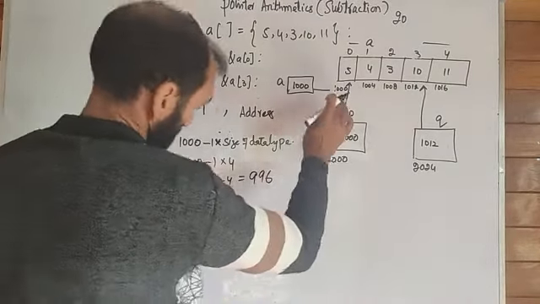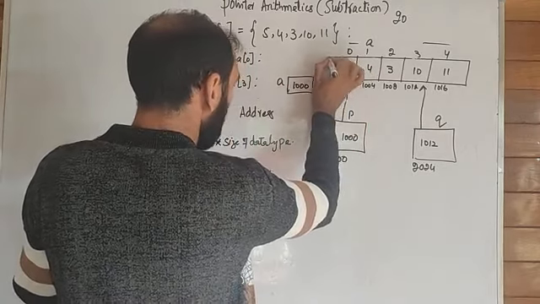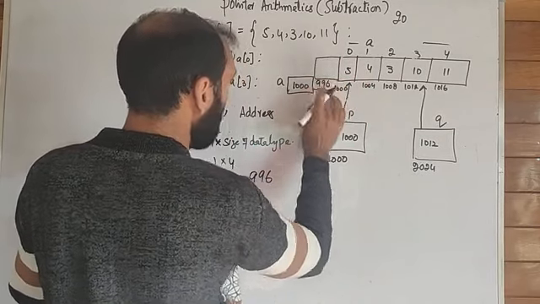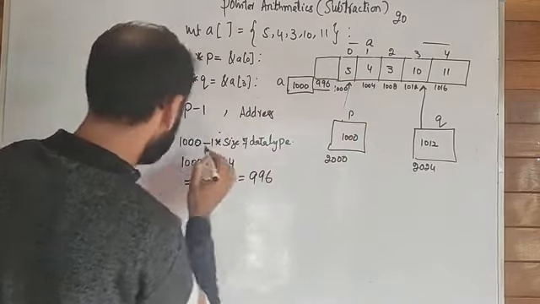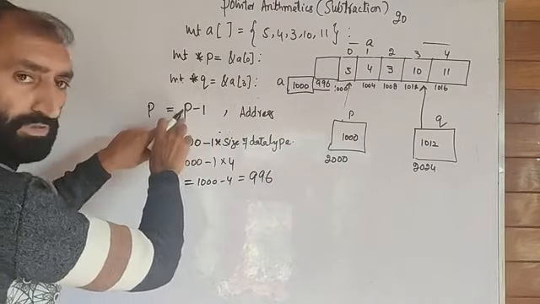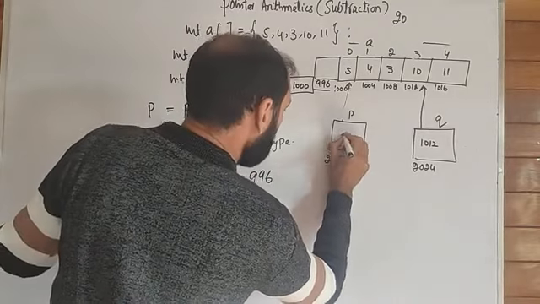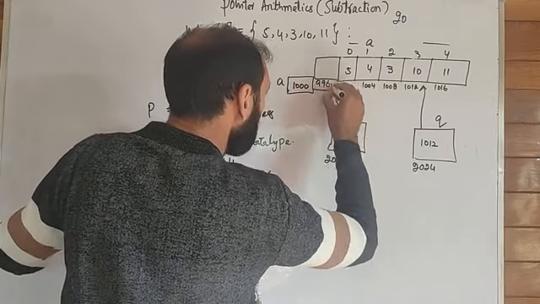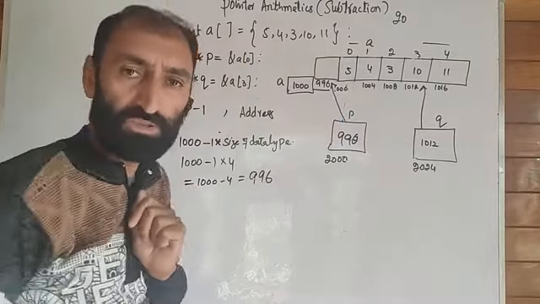So P minus 1 gives 996. I don't know the actual address, but assume it is 996. That means now P equal to P minus 1, and the new value of P after calculation is 996. This P will now point to this location.